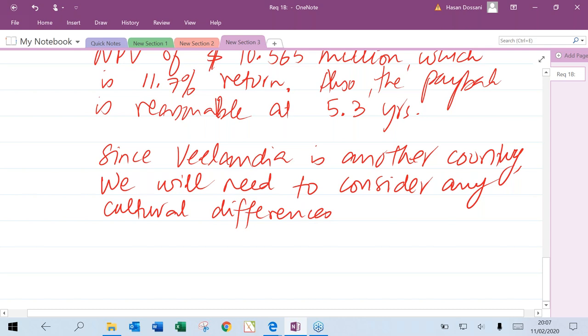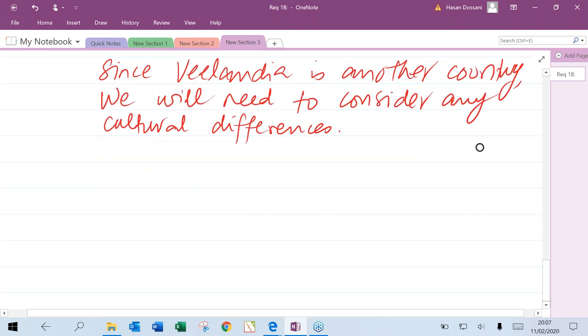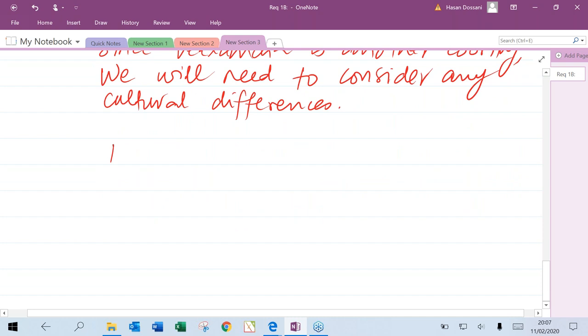Okay, this is a standard wording which you can use. Since Finlandia is another country, we will need to consider any cultural differences. That's it. And the third paragraph will talk about the financial projections. So give a small heading.